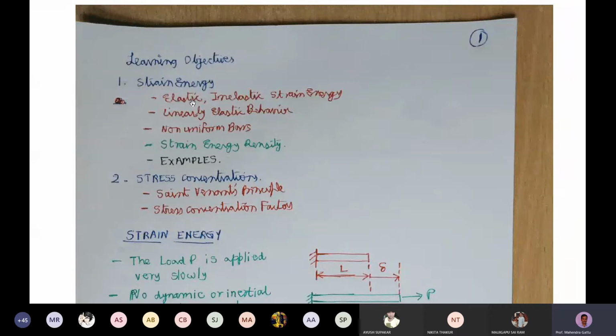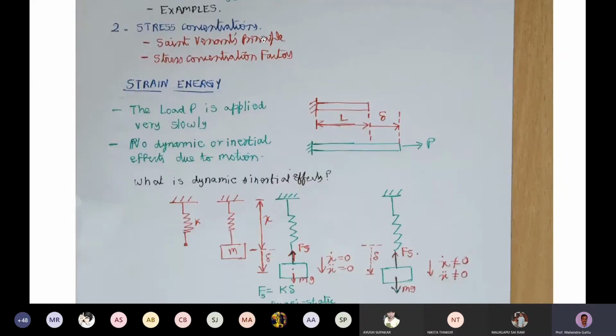We'll study elastic strain energy, then inelastic strain energy. Then we'll look at a linear elastic material and see what the strain energy is for that material. We'll define the concept of strain energy density, and then we'll look into the calculation of strain energy for non-uniform bars through a simple example. Stress concentration, I don't think I have the slides here, so I will not be covering that topic. So let's begin with the concept of strain energy.